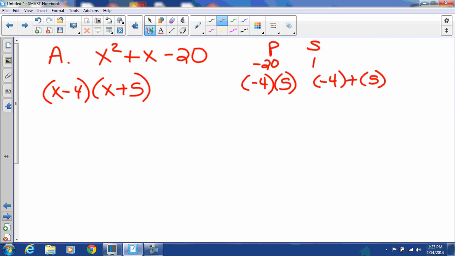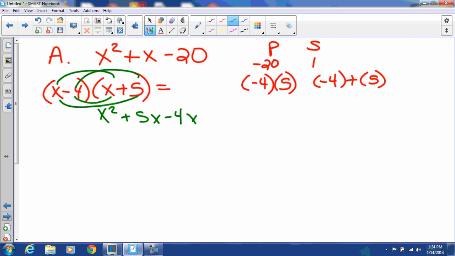Now check this. Let's use FOIL. So we have x times x is x squared. Our outside term is x times 5, which is positive 5x. Our inside term is negative 4 times x, which is minus 4x. And our last terms are negative 4 times 5, which is negative 20. Combining my like terms in the middle, I get x squared plus x minus 20, and it checks. One more example.